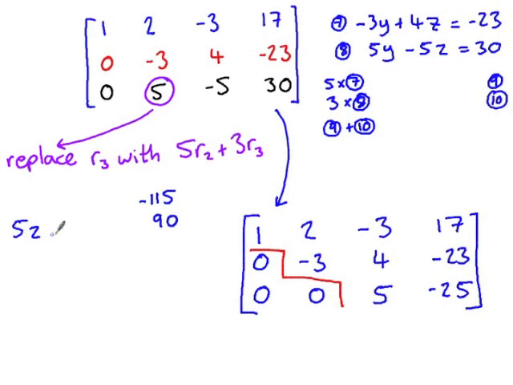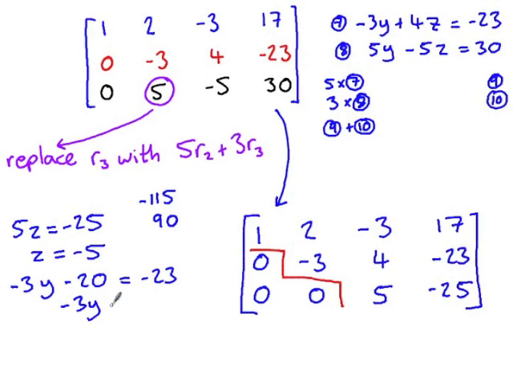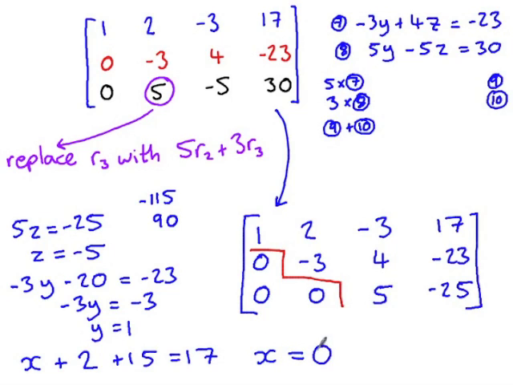Now we're in row echelon form, and we can solve the matrix because this now can be written as 5z equals negative 25, and therefore z is negative 5. And then we can substitute into the second row, which is negative 3y plus 4z, so that's take 20, is negative 23, which means negative 3y is negative 3, and y is 1. And then into the first row of the matrix, x plus 2y take 3z is 17, and therefore x is 0.